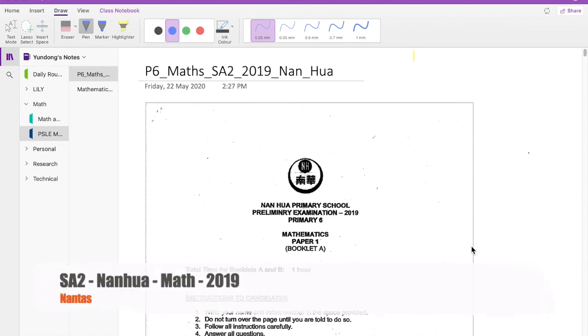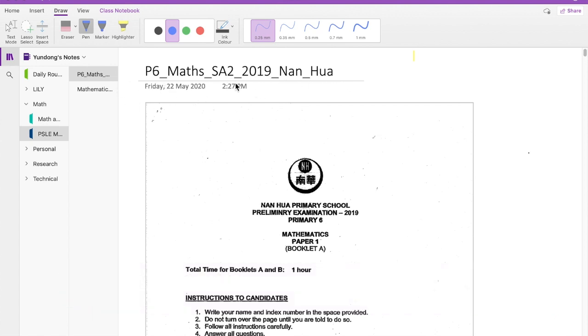Hello everyone. Today I'd like to show you how to solve the questions from the Primary 6 Nanhua Primary School SA2 paper. Normally when we do a math question, we have 3 things to think about.